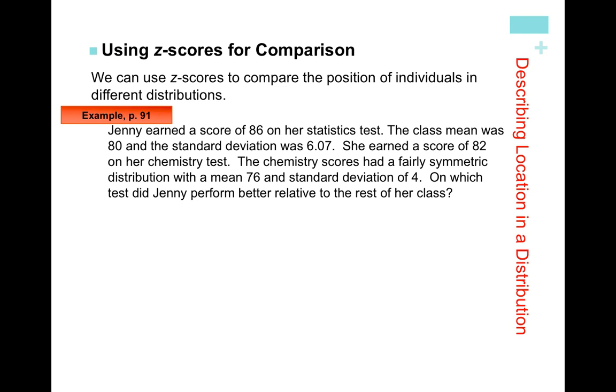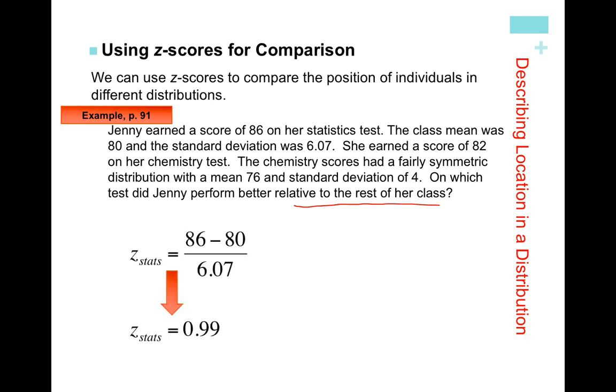You can use these scores for comparative purposes. Here we're looking at Jenny still. She took two tests, a stats test and a chemistry test. We want to know on which test she did better relative to her peers. So it's not which one she had a higher score on, but relative to that class. We already calculated her z-score for statistics: 86 minus 80 over 6.07. For chemistry, there was a mean of 76 and a standard deviation of 4. She scored an 82, so her z-score for chem is 82 minus 76 over 4, or 1.5.